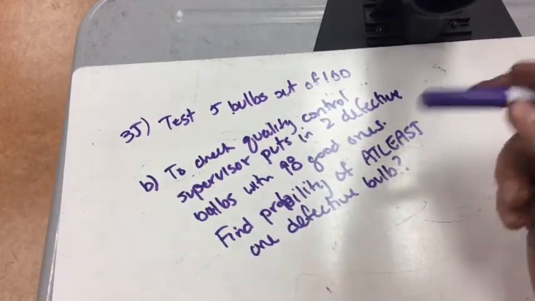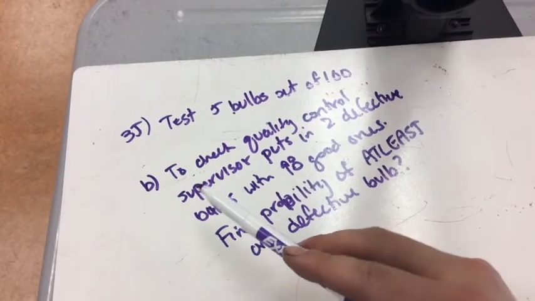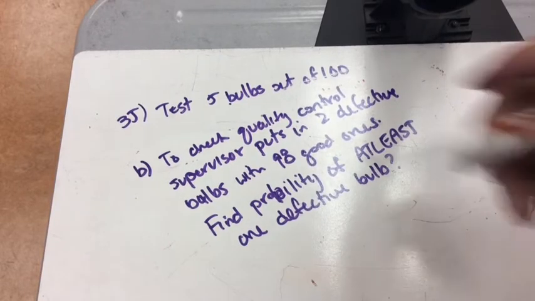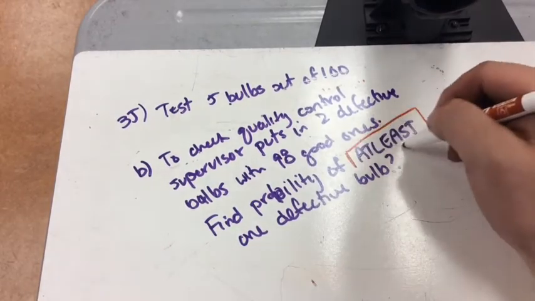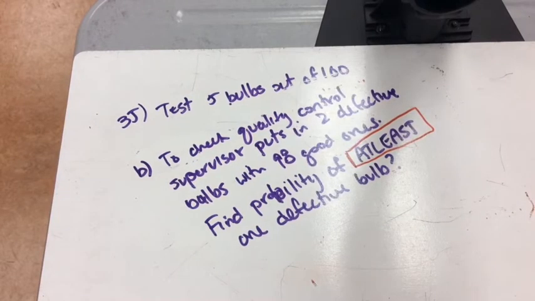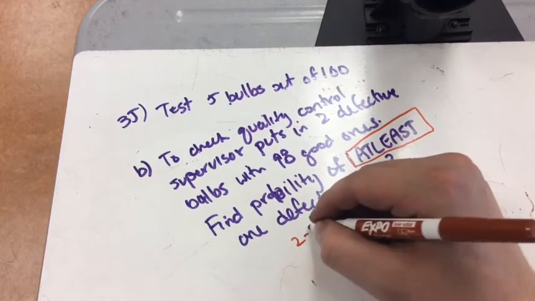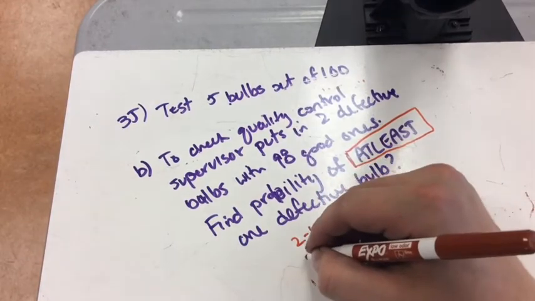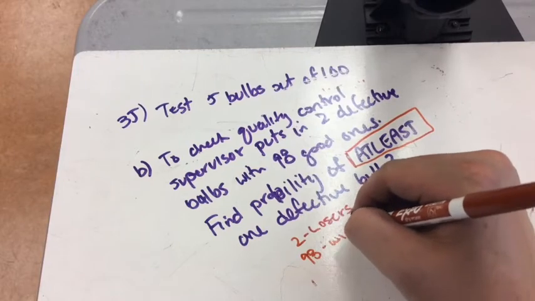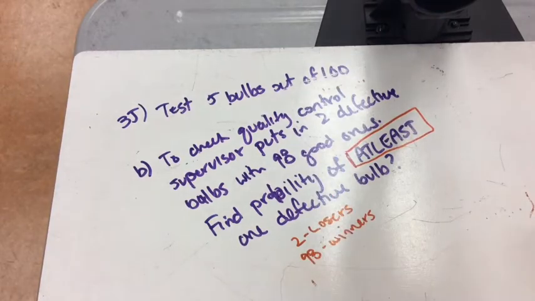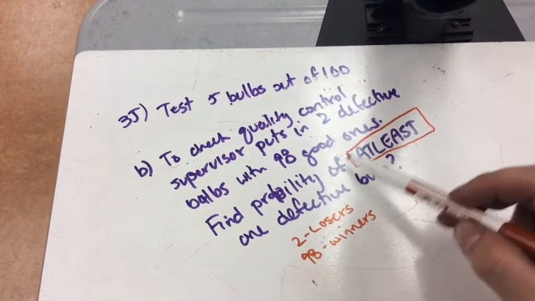Part B of the question kind of changes things up. It says, to check the quality of the control, the supervisor puts in 2 defective bulbs and 98 good ones. Find the probability of at least, and this word, at least, is an indicator of how we're going to think of this, of at least 1 defective bulb. So out of this 100 now, there are 2 losers and 98 winners. We can think of it that way, or we can think of it in reverse, if we want to think of the defective ones as winners and the 98 as losers.